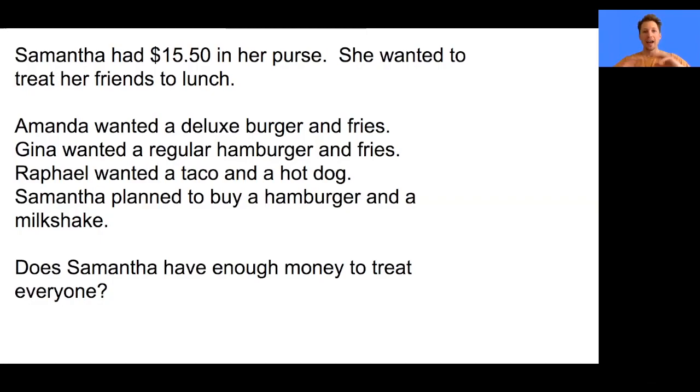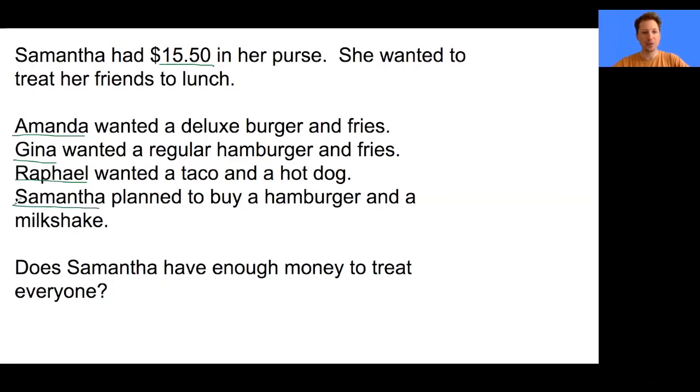So first, I realize that there's going to be multiple steps to this problem, and what I need to do is understand what I have so that we can then add up what all of Samantha's friends want to make sure that we have enough money, or see if we do have enough money. So I first know that Samantha has a total of $15.50. And then I know that there's Amanda, there's Gina, there's Raphael, and then there's Samantha herself.